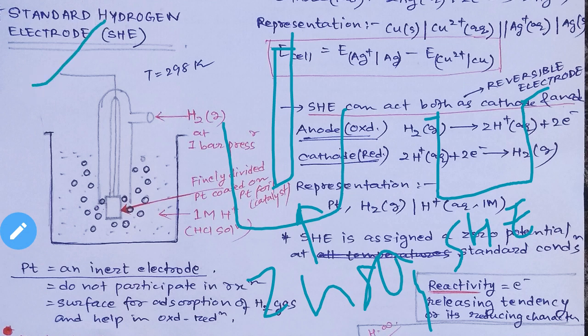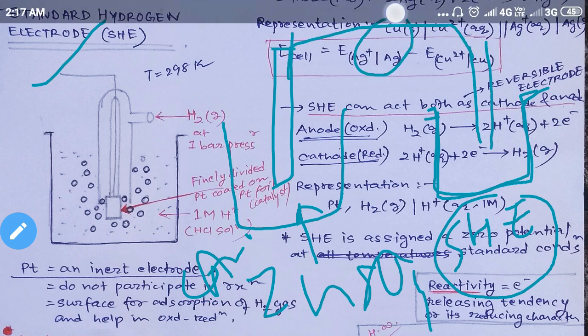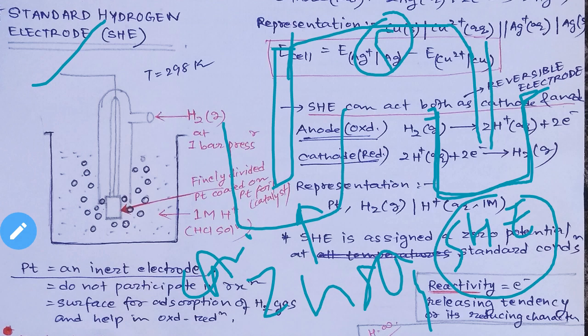So what does it do? We will put the standard hydrogen electrode as a cathode. So this standard hydrogen electrode will act as the cathode, and I'll explain how this is set up. Then we will connect these two electrodes and we can get the potential difference. Remember students, it is not possible otherwise. So I'll tell you how.